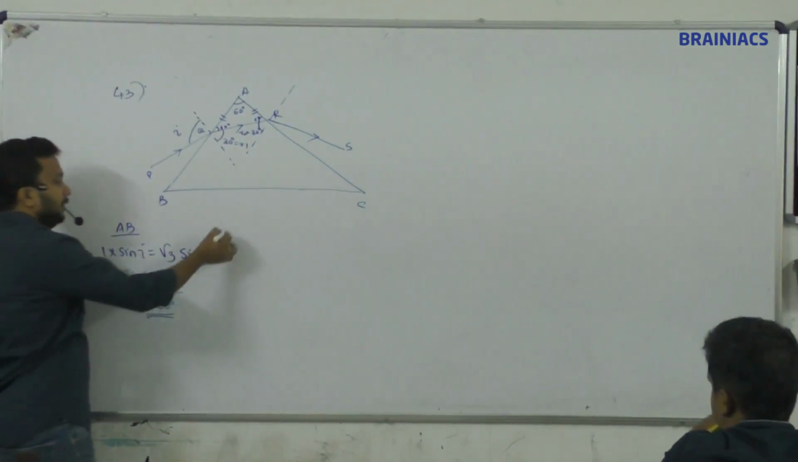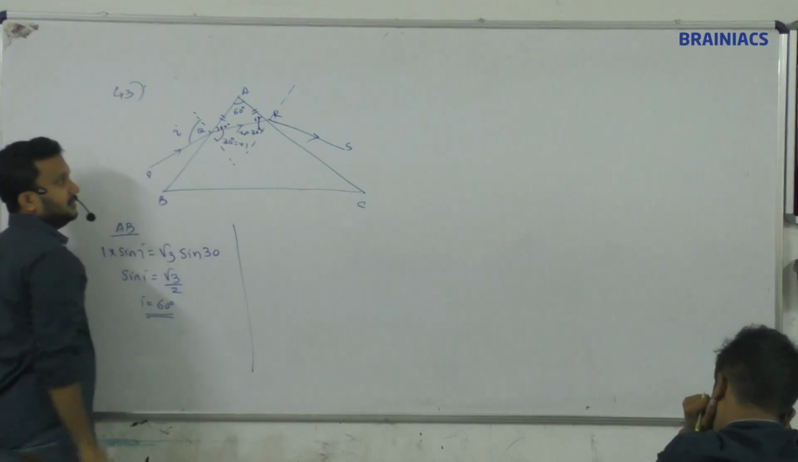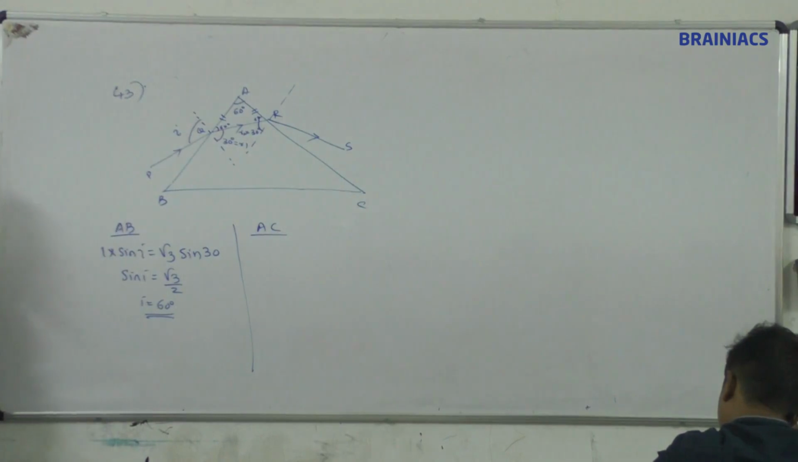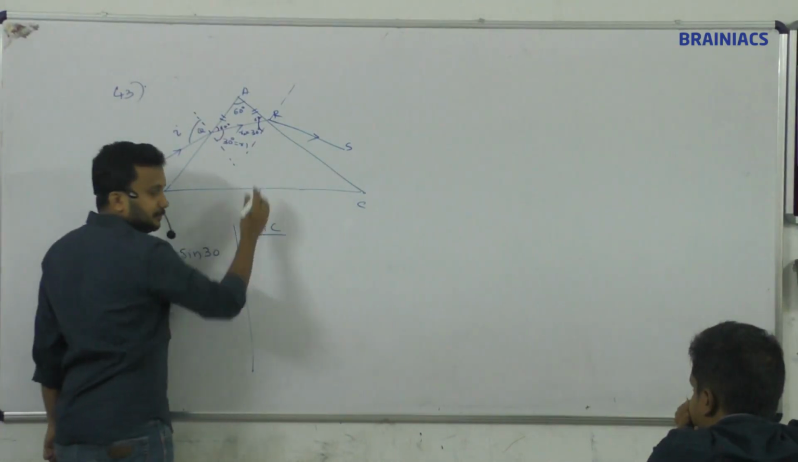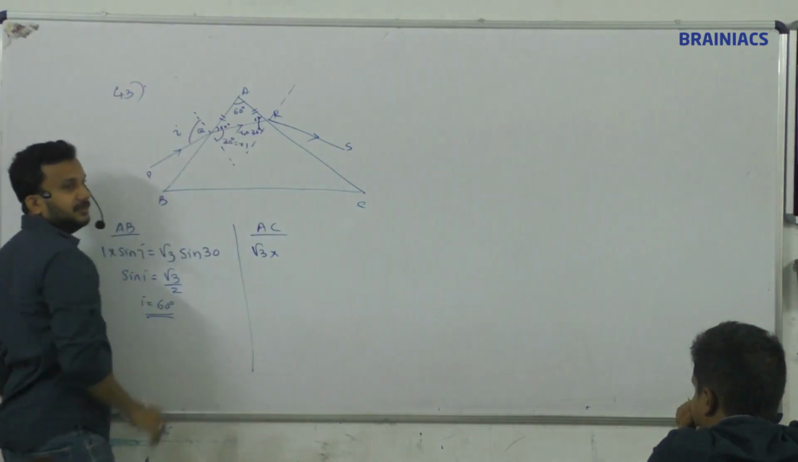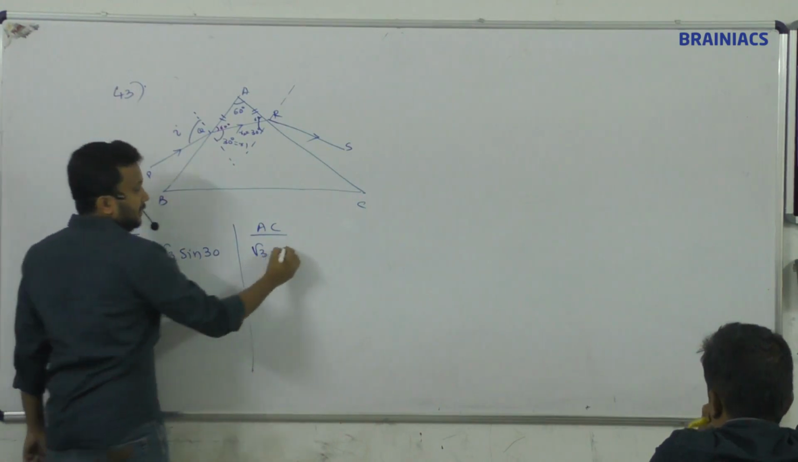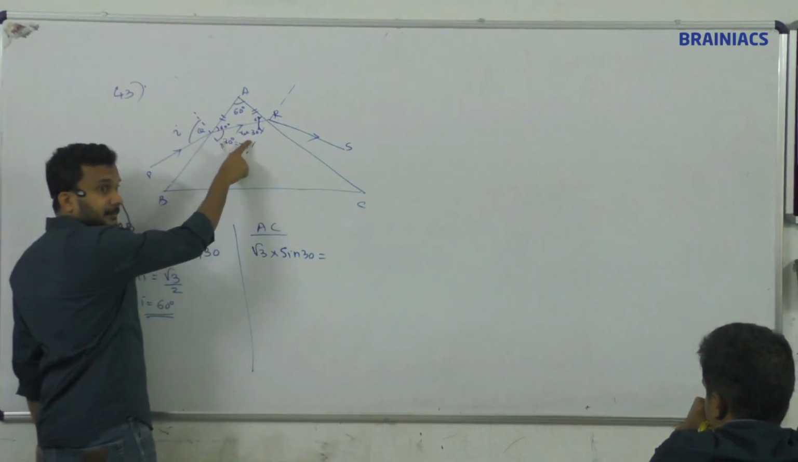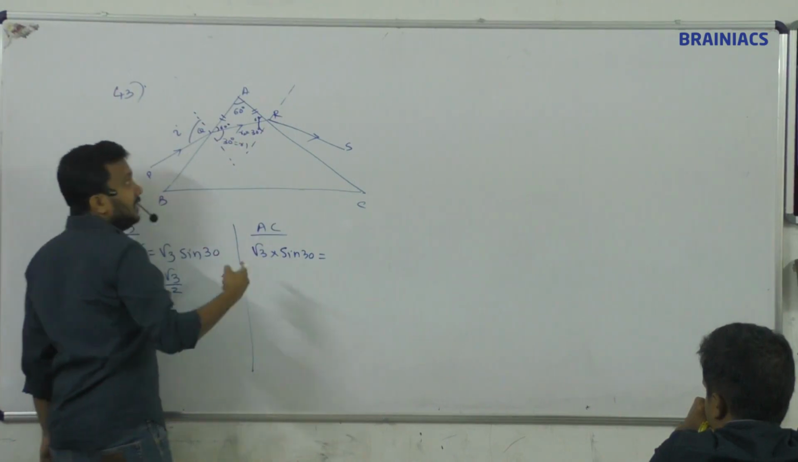Okay. Now we'll keep it here. Now we'll go to the next surface, which means the AC surface. There also we'll apply Snell's law. N1 sin theta 1 equals N2 sin theta 2. What is N1? N1 is the prism. So √3 into sin theta 1. Here the angle of incidence is what? 30 degree. So sin 30. Second surface, angle of incidence 30 degree, equals N2 sin theta 2.